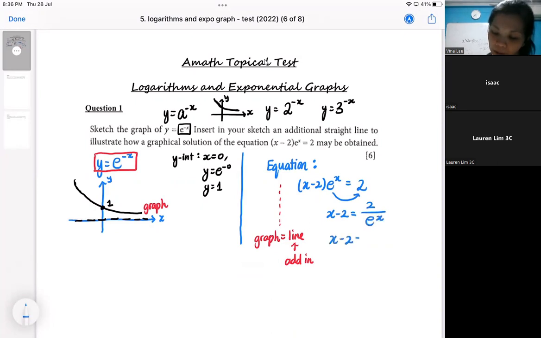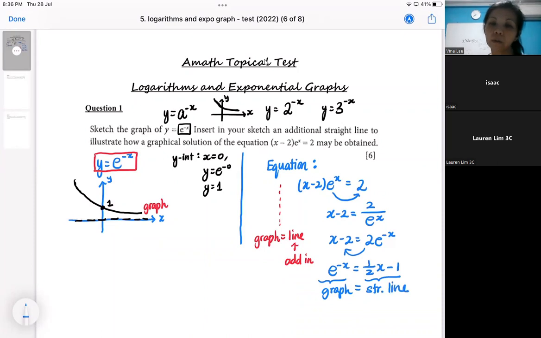You can already see the e to the minus x. You divide by 2 on both sides, you get a half x minus 1. So this is your graph. Your graph is equal to the straight line. This is the straight line that you are going to add in. If you read the question, it says insert on the sketch an additional line. So what line are you inserting? You are going to insert this line.